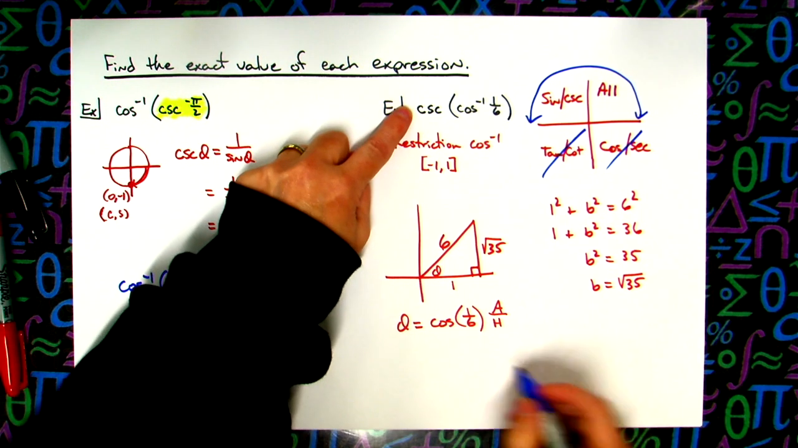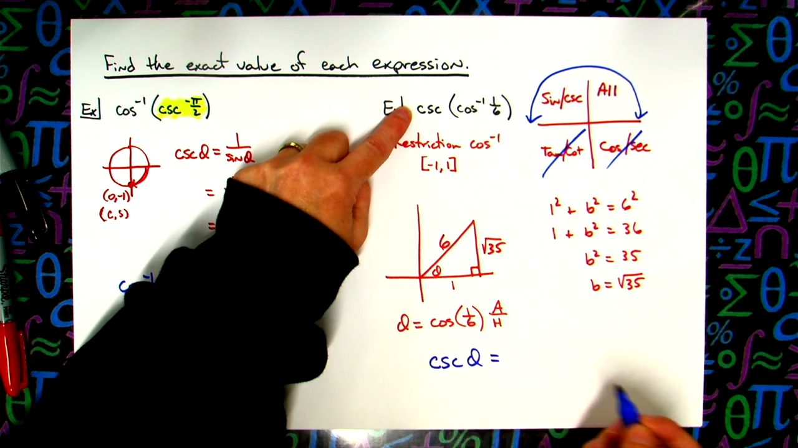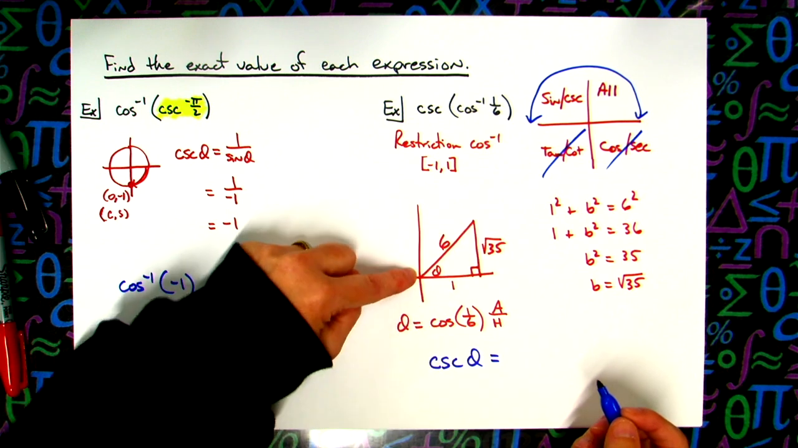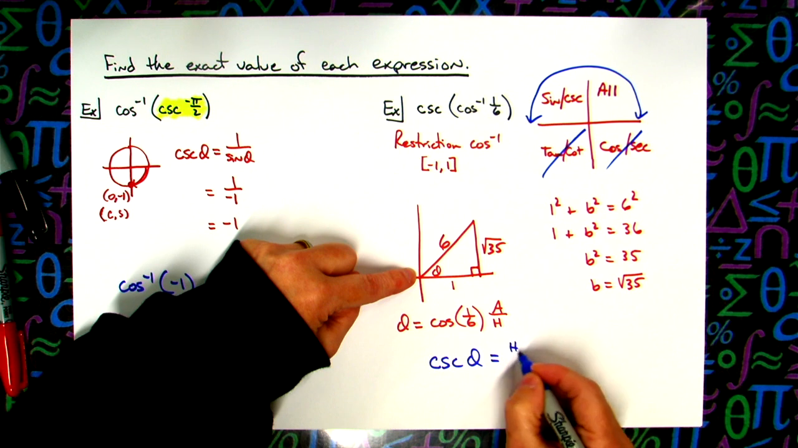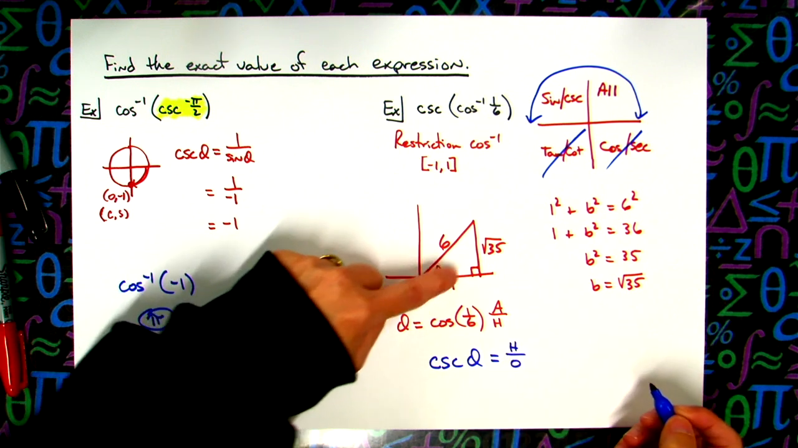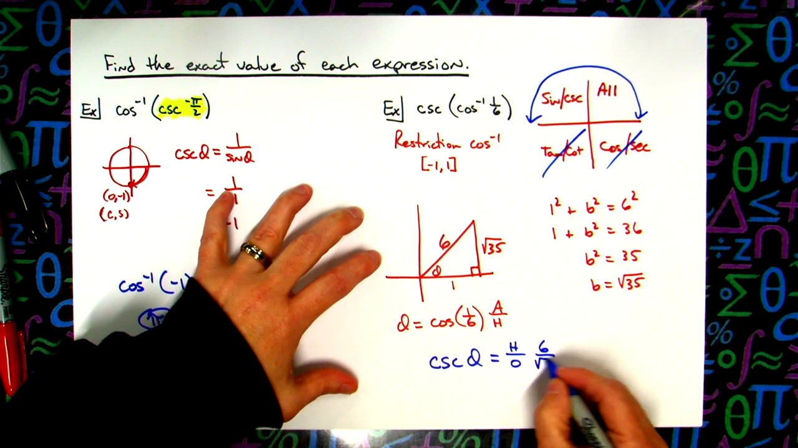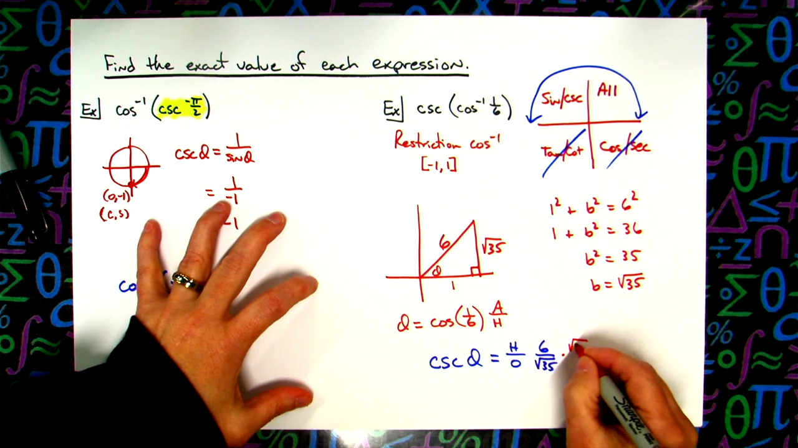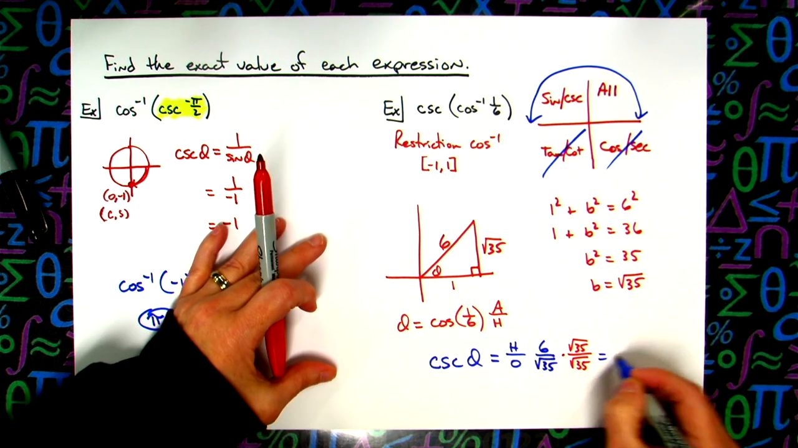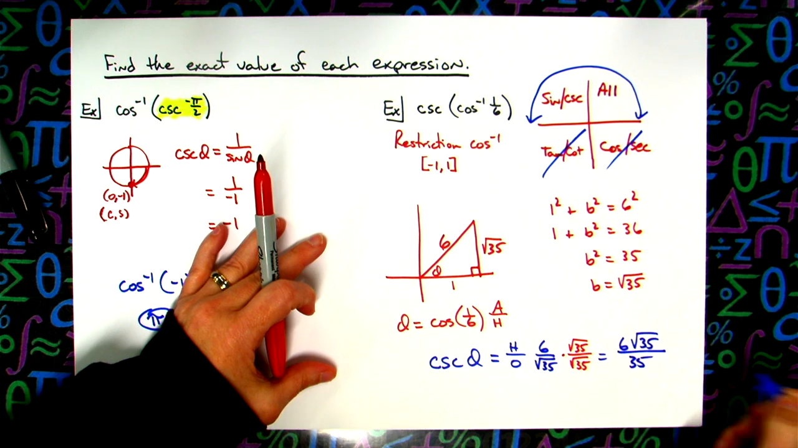The outside part is asking me to find cosecant of theta. Since I have a right triangle here in my first quadrant, I'm going to use right triangle trig. Cosecant is hypotenuse over opposite. My hypotenuse of this triangle is 6. My opposite side is square root of 35. If we want to rationalize that denominator, multiplying by the square root of 35 over the square root of 35, then I'm going to have a final answer of 6 square root of 35 over 35.